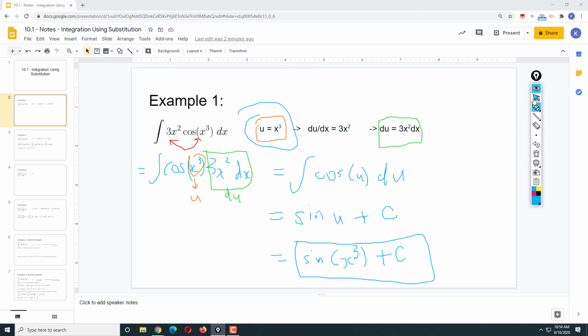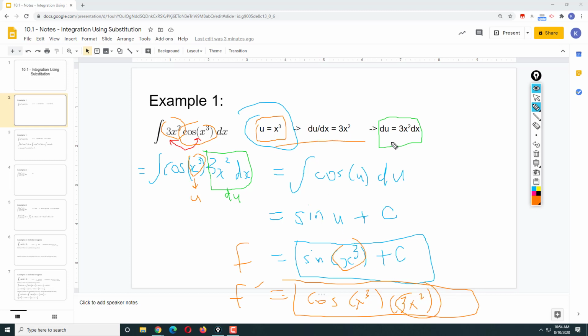Now, what we're really doing here is the opposite of the chain rule. Why? If we're taking a derivative, if f is equal to sine x cubed plus c, then the derivative of f would be cosine x cubed times 3x squared. The derivative of c is just 0. And guess what? That's what we had started with: cosine x cubed times 3x squared. 3x squared is the derivative of x cubed. So that's where we get it from the u substitution.